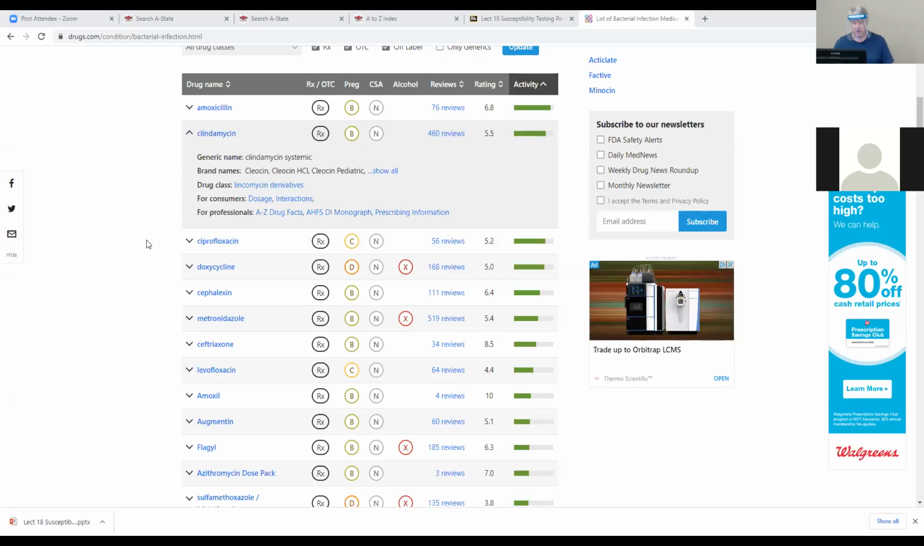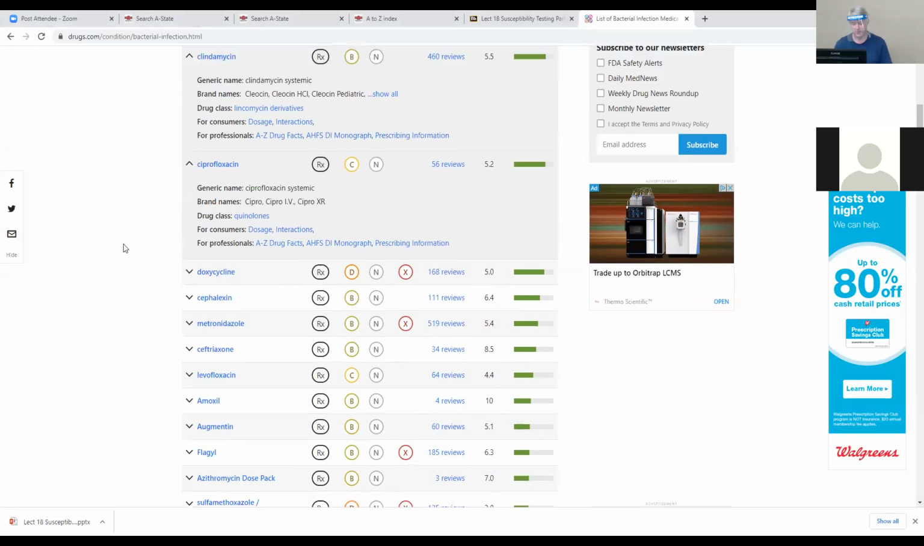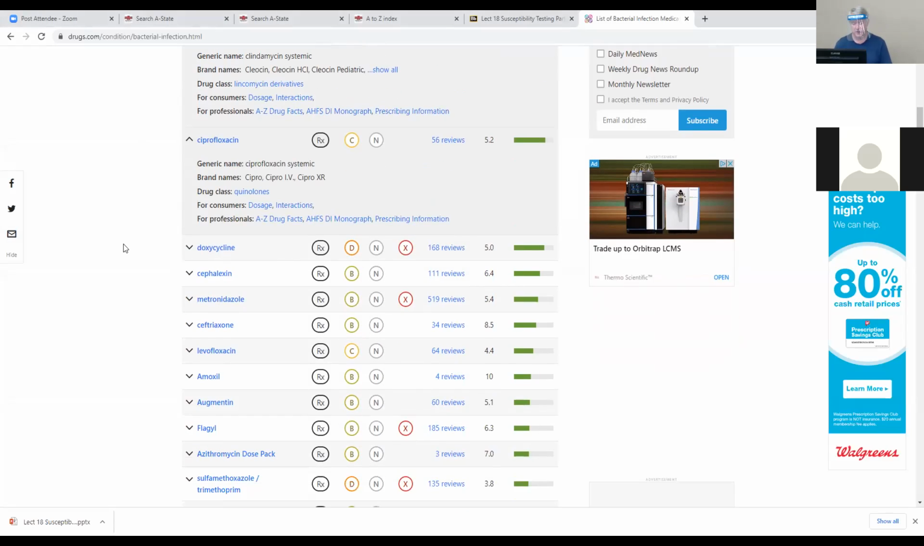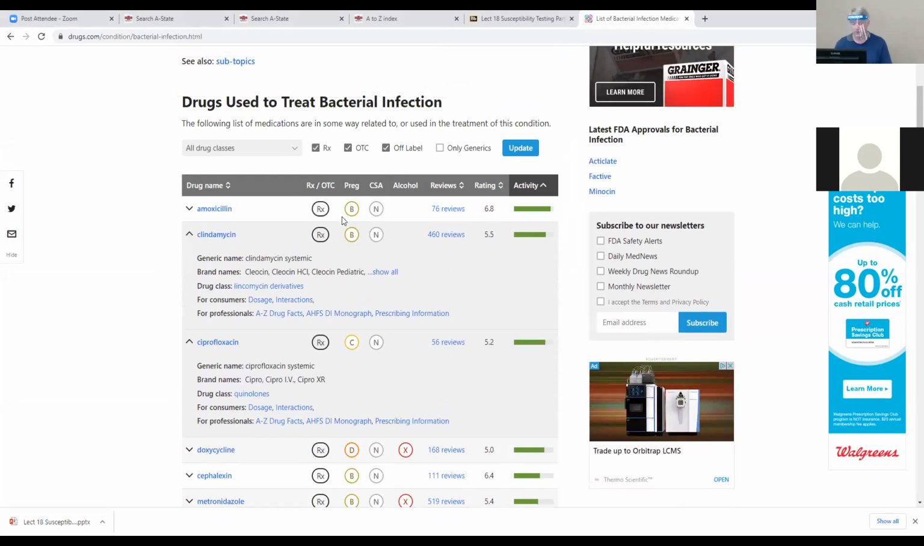All right. Clindamycin, Cleocin is another name, goes under drug class lincomycin derivatives. Ciprofloxacin is a quinolone. Ciprofloxacin, also known as Cipro. Oh, this is fun, right? And you can go do some, you see these other things. If you're pregnant, central, what is CSA? I don't know all these things yet.